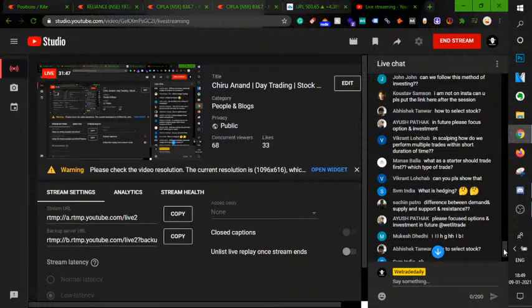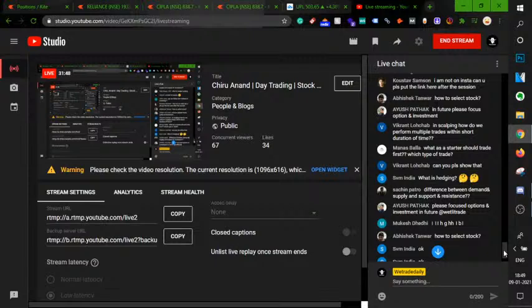Difference between demand and supply and support and resistance. There's not much difference with the concept here. There are just different names that are given to these impact zones. Demand is nothing but a support area, supply is nothing but a resistance area. There's just a change in name.